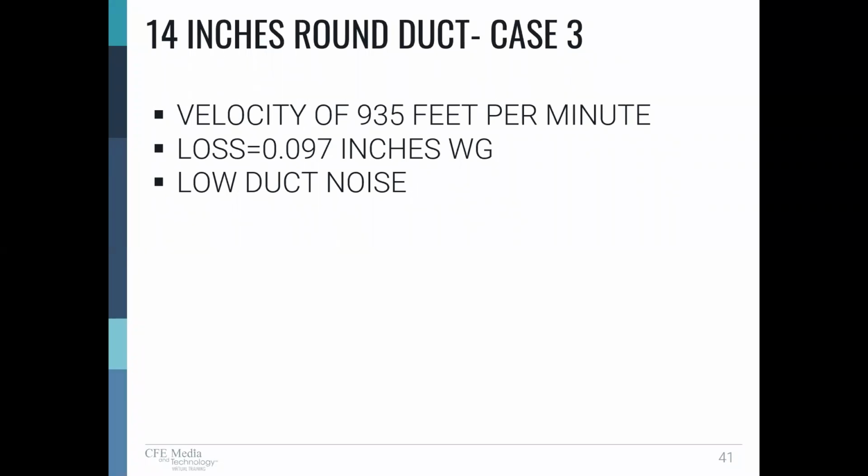Now we're looking at a 14-inch duct. The velocity is 935 feet per minute. So now we're down below what the normal design is, but we've cut our losses again by a factor of over 2 because our losses are 0.097 inches water gauge. We're going to have fairly low duct noises here, but we're going to, again, save half of our losses. From the 10-inch duct, we will have reduced this by more than 5 times. So this is much more efficient.